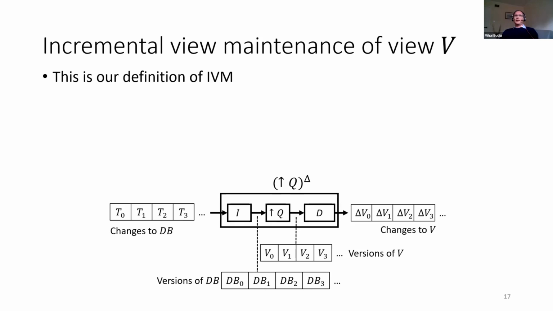Average is just two linear operators followed by a post-processing step, which is not linear, but it's very cheap to incrementalize using this approach. Standard deviation also works in the same way. You can compute the sum of the squares and the sum. These are both linear aggregates, and then you have a post-processing step, which is not linear, but it's still very cheap.